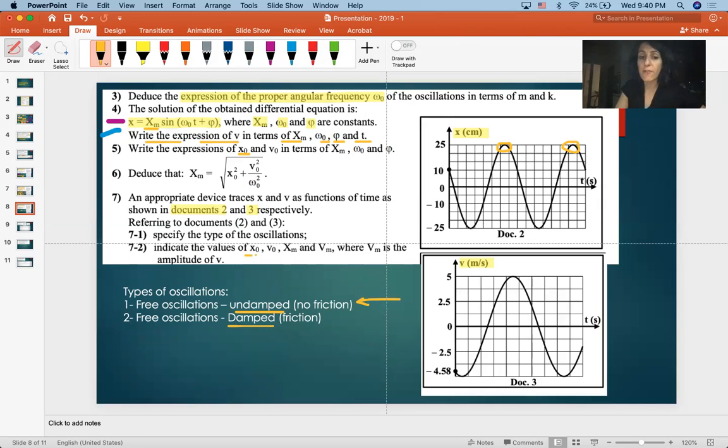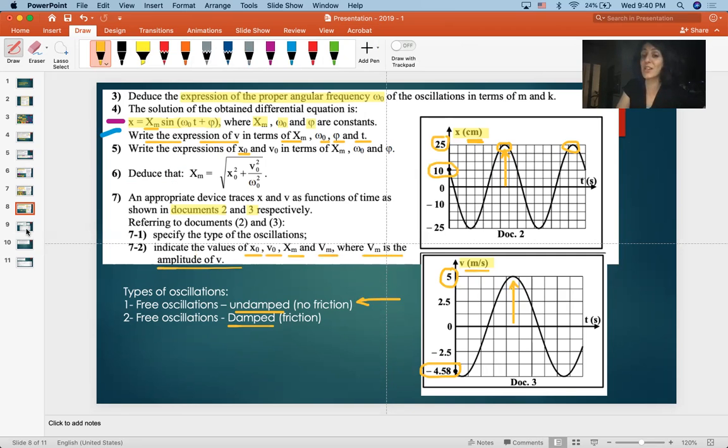Now indicate the value of x0, v0. x0 by definition is x at time 0. And this is where it is. It's the y-intercept. So you would say 10 centimeters. What is v0? It's v at time 0. So it's here. It's the y-intercept as well on the v-axis. What is xm? By definition, xm is the amplitude, and this is the amplitude, like 25 centimeters. Please do not forget the unit. What is Vm? Vm is the maximum velocity. It's also here. So it's the peak in the V-t graph. And they already told you Vm is the amplitude of V.